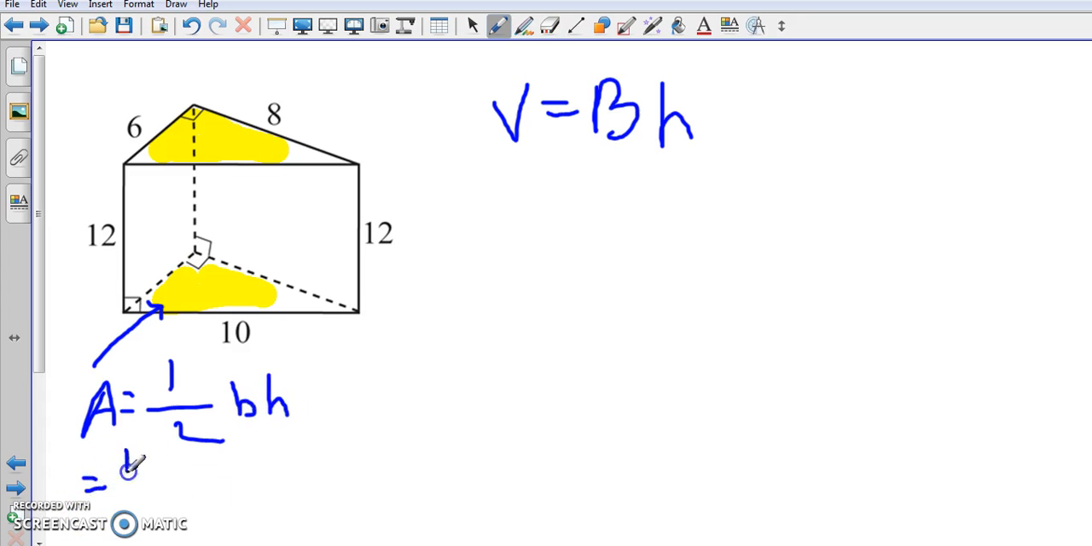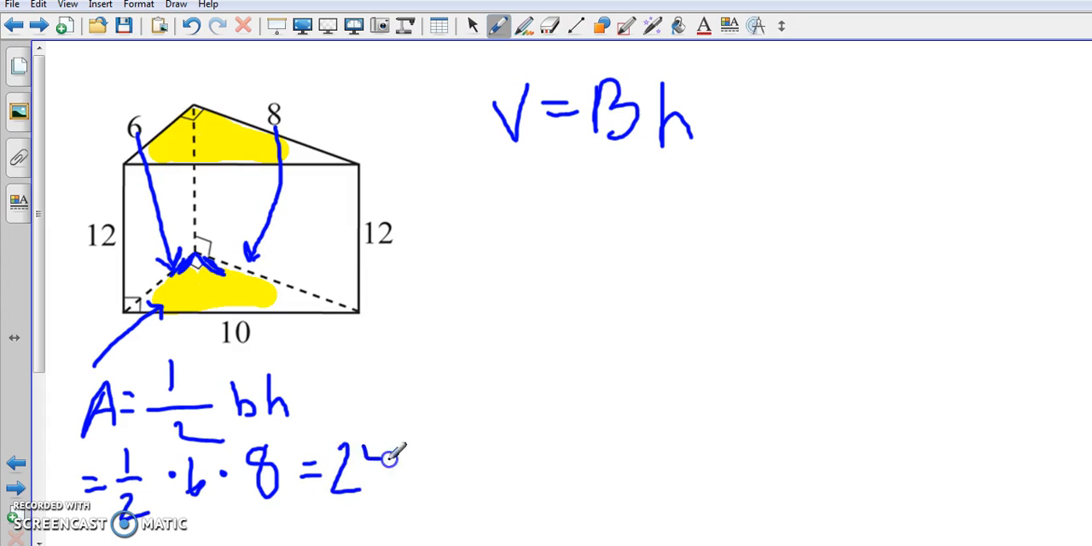So here we have 1/2. The base of my triangle and the height of my triangle always make a right angle. So we're looking at this side and this side. The base is 6. The height is 8, so we have 1/2 times 6 times 8. I know that 1/2 of 6 is 3, and 3 times 8 is 24. So that is going to give me that the area of the base is 24.